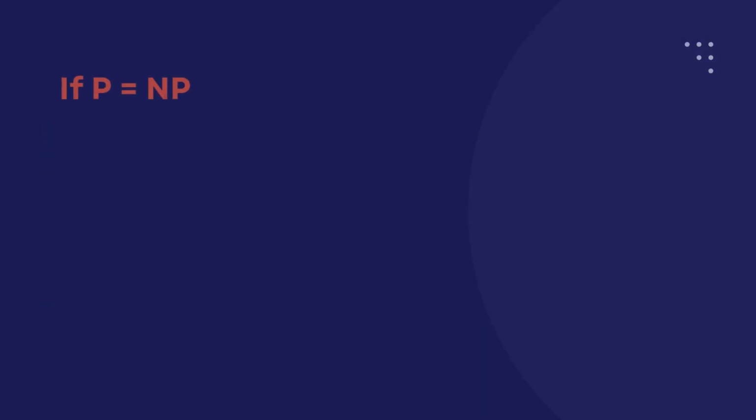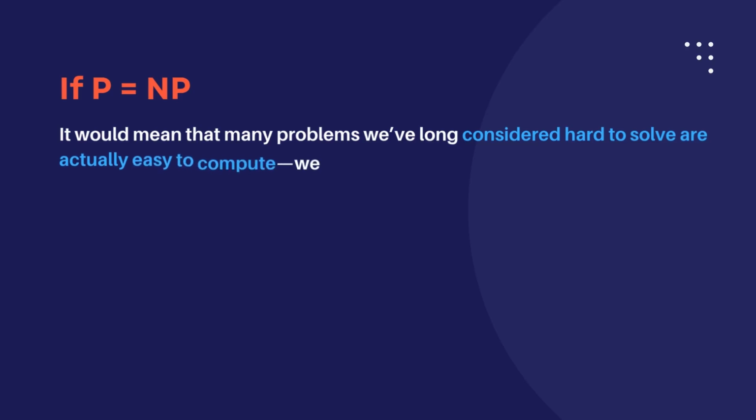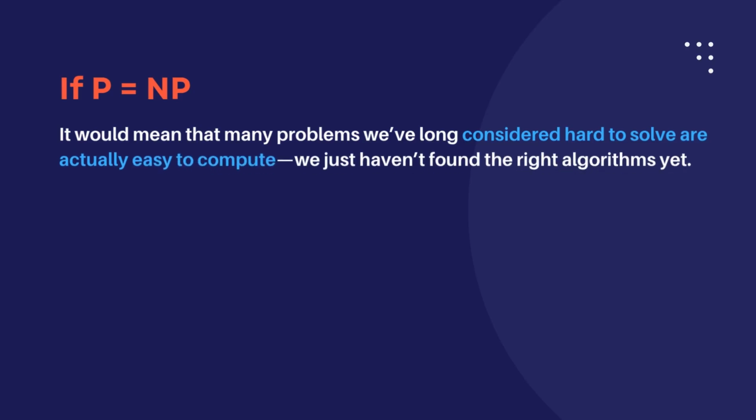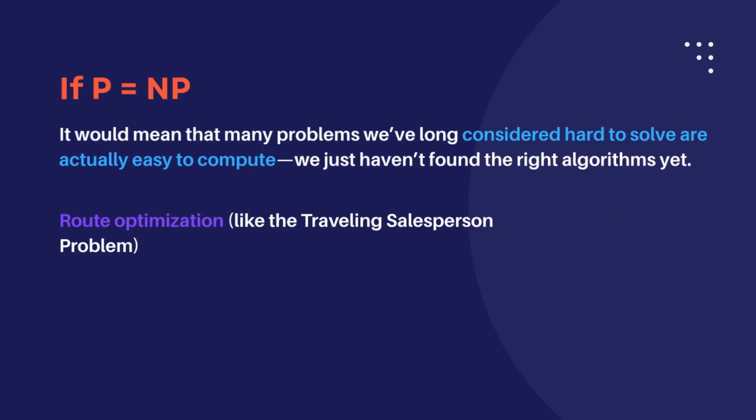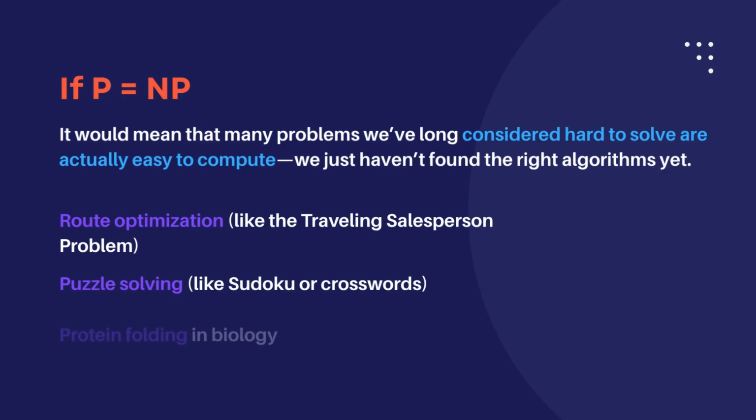So what would happen if it turns out that P does equal NP? It would mean that many problems we've long considered hard to solve are actually easy to compute. We just haven't found the right algorithms yet. This would include problems like route optimization, like the traveling salesman problem, puzzle solving, like Sudoku or crosswords, and protein folding in biology. All of these would become efficiently solvable, but this breakthrough would also come with some consequences.